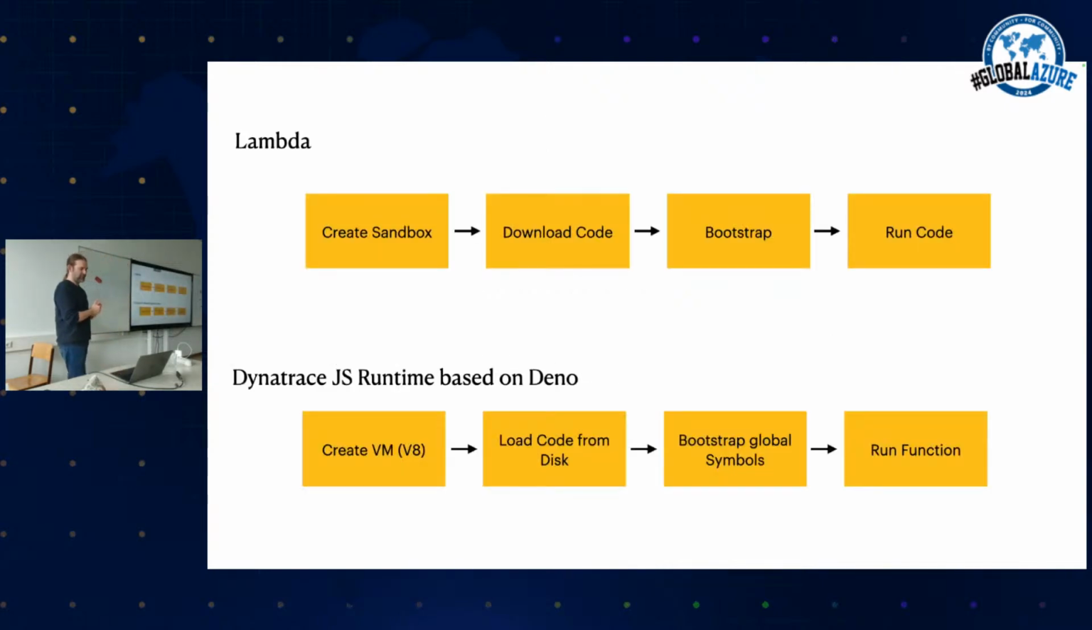And now if you look at Lambda and what we did for ourselves in the runtime that runs on Lambda. Usually if a new Lambda invocation happens, it creates a sandbox with Firecracker. It downloads the code, your application, then it bootstraps it, which means it connects it to the Lambda APIs, and then it runs your code. What we do in the Dynatrace JavaScript runtime is we create a new VM context on V8. Then we load the code from the disk. Then we bootstrap the global symbols, everything that is Dynatrace related, and then we run the function.